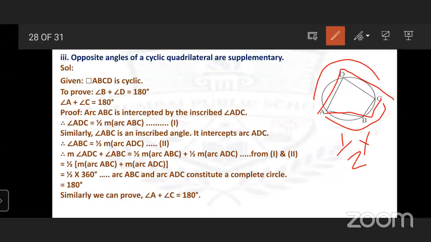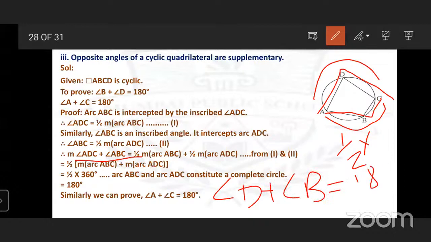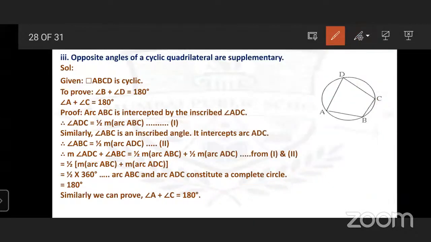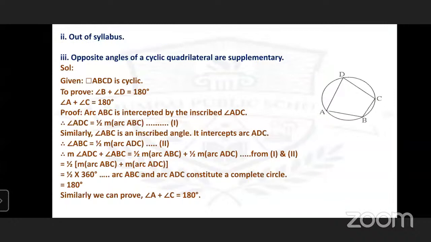See this angle, this angle. Angle D plus angle B is equal to 180 degrees. Right? So in this way, we can also prove angle A plus angle C is equal to 180 degrees.